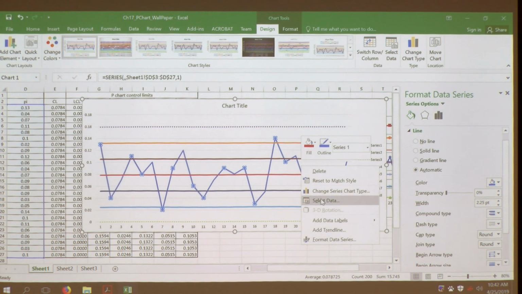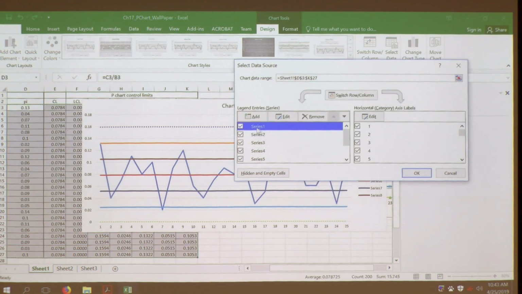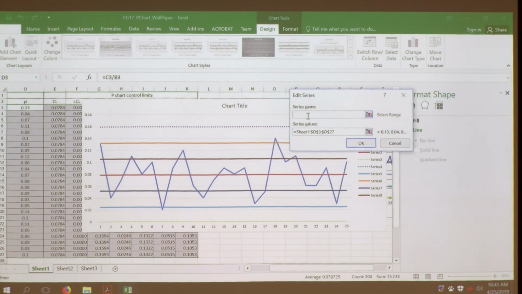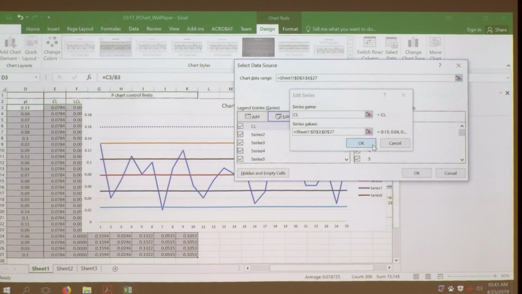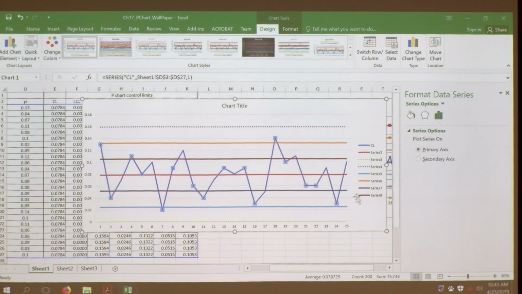and then click Select Data. You see there's a name over here: Series 1, Series 2, Series 3, 4, and 5. You click on Edit. So here, the series name is empty. If the series name is empty, then automatically they will name it Series 1, 2, 3, 4, 5. So if you want to give it a specific name, you may put maybe "center line" right here. You see here, it will become center line.